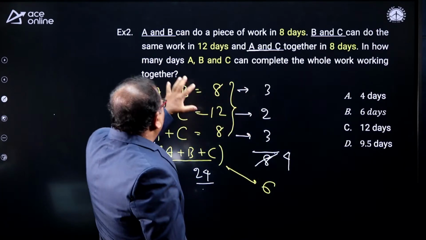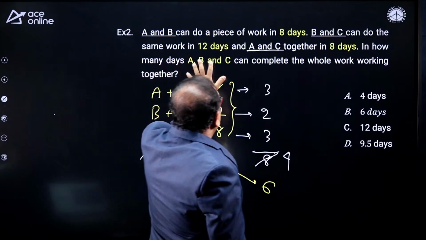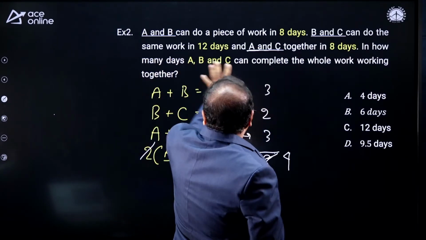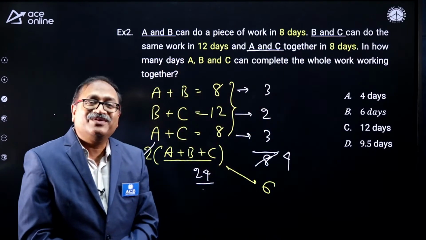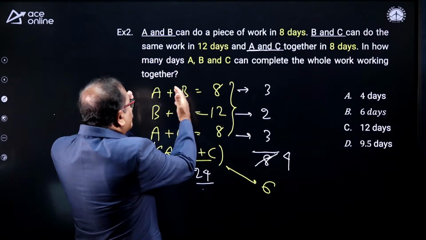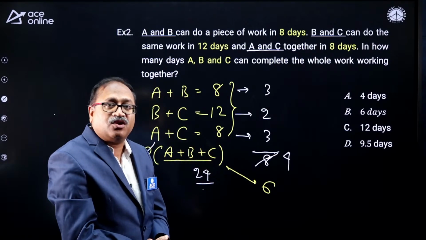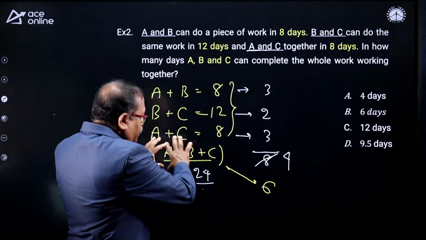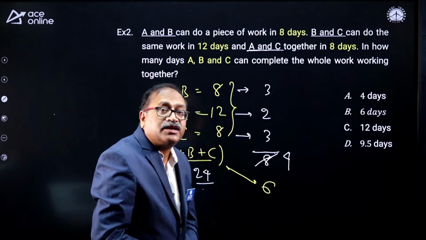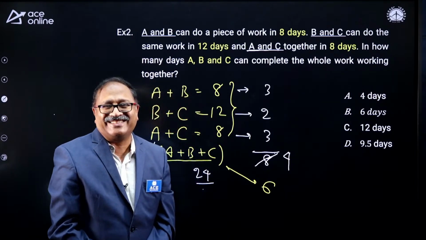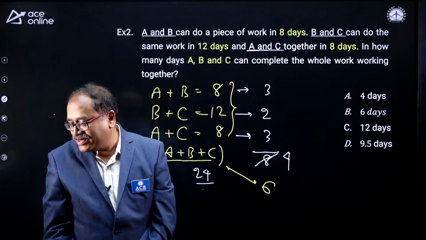Now what is the question? How many days can A, B and C working together complete the work? So here I don't need the individual ones, how many days A, B, or C takes. What my requirement is, A plus B plus C together can complete the work in how many days. I'm sure you will be able to answer the question.